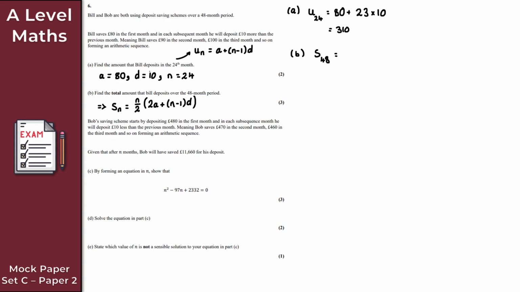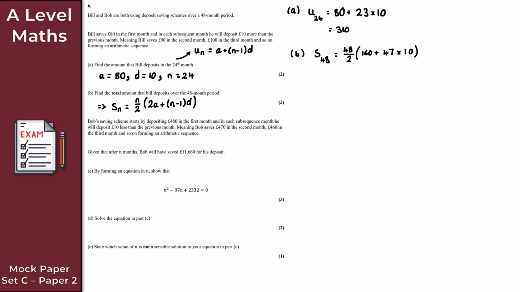Again, a, d, and n here. Well, a and d are the same. N will change now to 48, right? Because we're looking for the sum of the first 48 terms. So what I've got here is 48 over 2, because n is now 48. Then times it by 2a. So a is 80, so 2 lots of that is 160. Plus n minus 1, so n is 48, subtract 1, we get 47. And then we times that by 10.